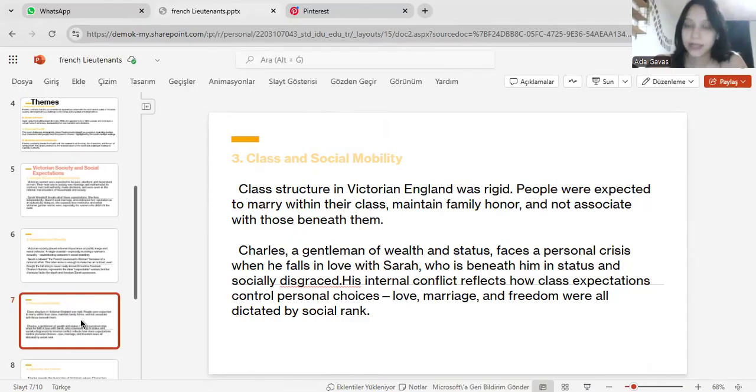The third subject is class and social mobility. Class structure in Victorian England was rigid. People were expected to marry within their class, maintain family honor, and not associate with those beneath them. Charles, a gentleman of wealth and status, faces a personal crisis when he falls in love with Sarah, who is beneath him in status and socially disgraced. His internal conflict reflects how class expectations control personal choices. Love, marriage, and freedom were all dictated by social rank.